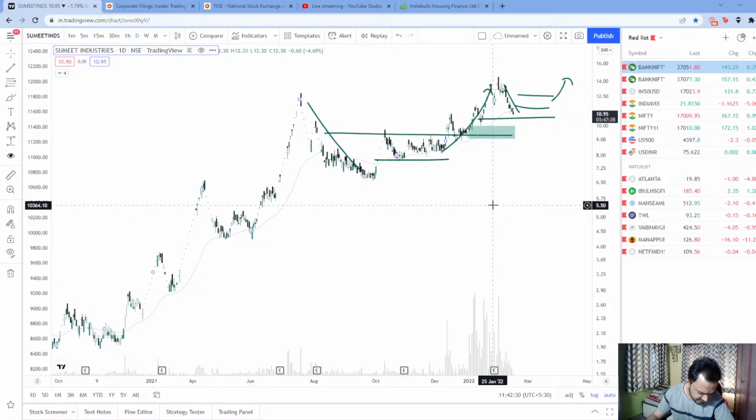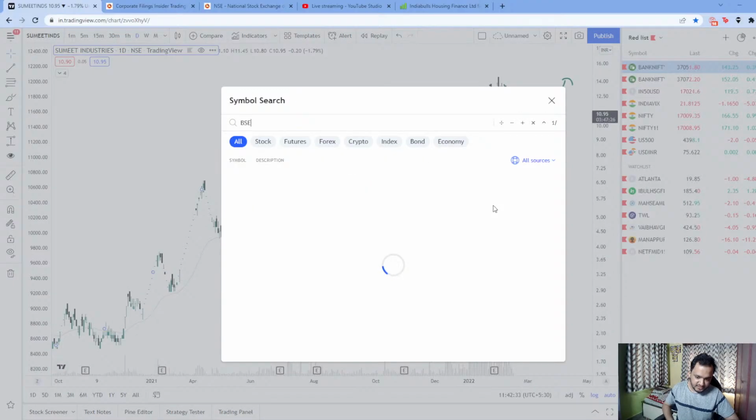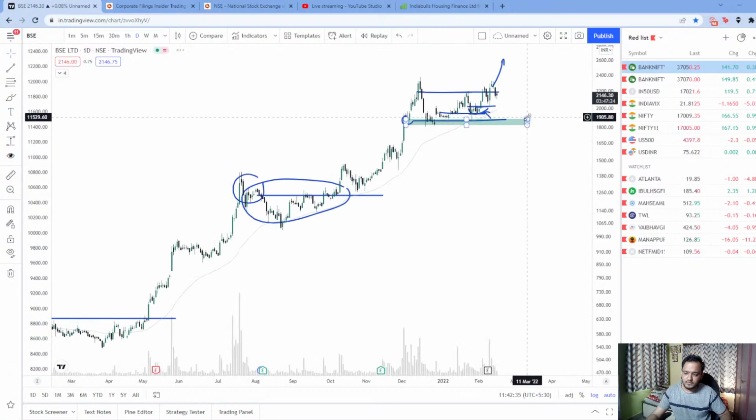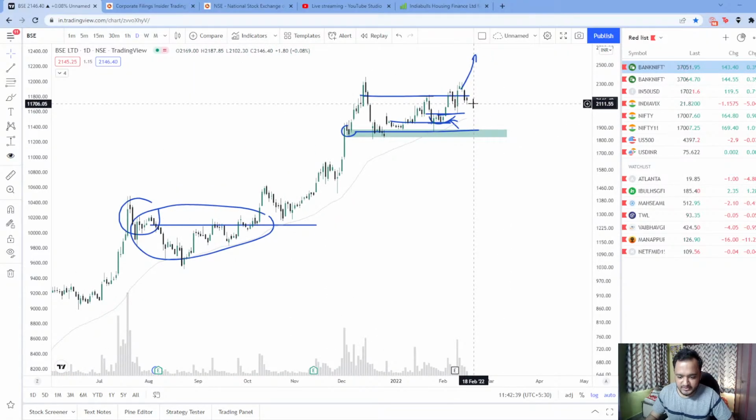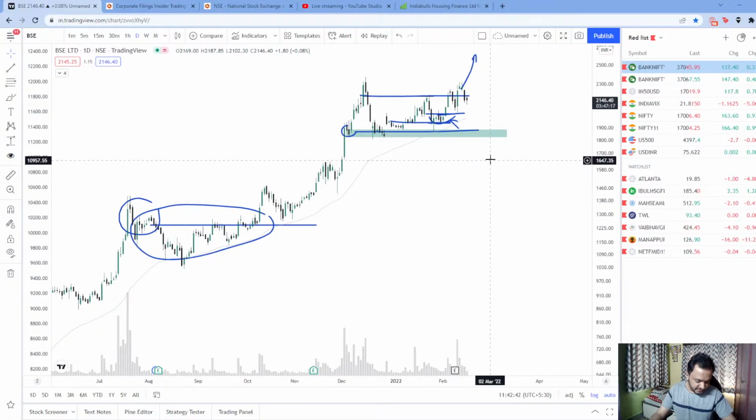BSC is also holding. Yes, BSC is also good. I'll just check out BSC. BSC is also good. But right now it's extended. So BSC right now it's very far away. So I would be very careful here.